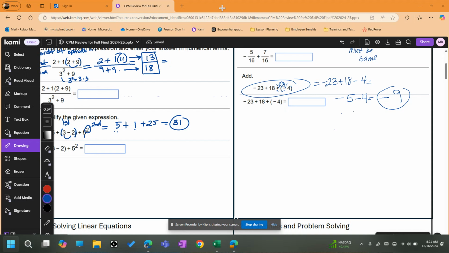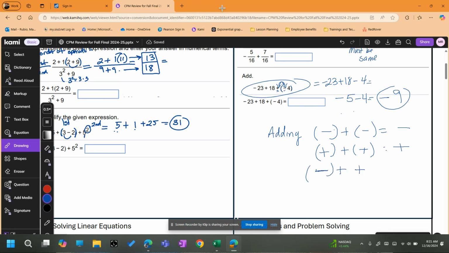Okay, for adding: negative plus negative equals a negative number. Positive plus positive equals a positive. And a negative plus a positive, whichever number is bigger determines the sign. Okay.